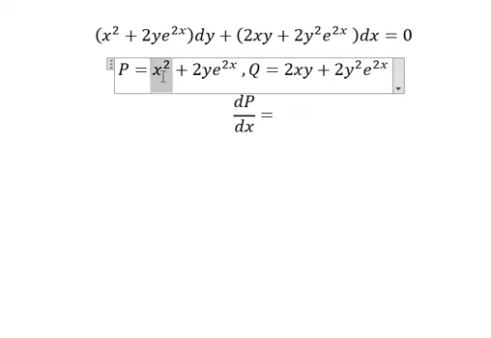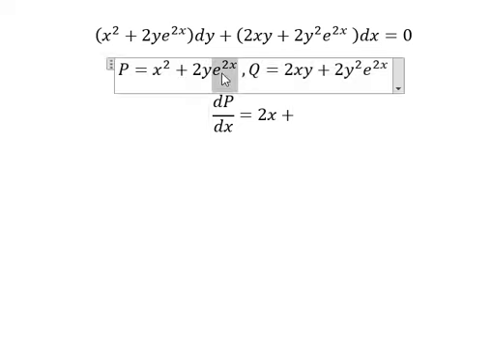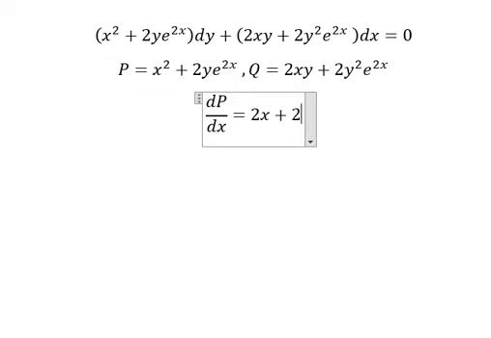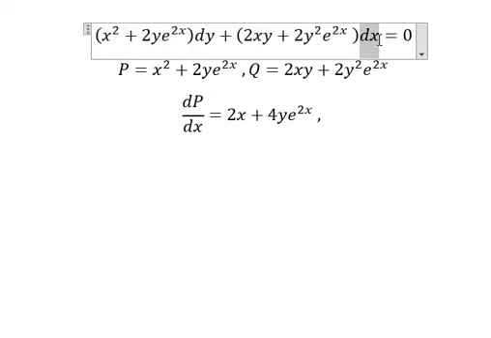This one we have 2x. This one we have number 2e to the power of 2x. So we have number 2 and number 2. We have number 4. This one we have the x.